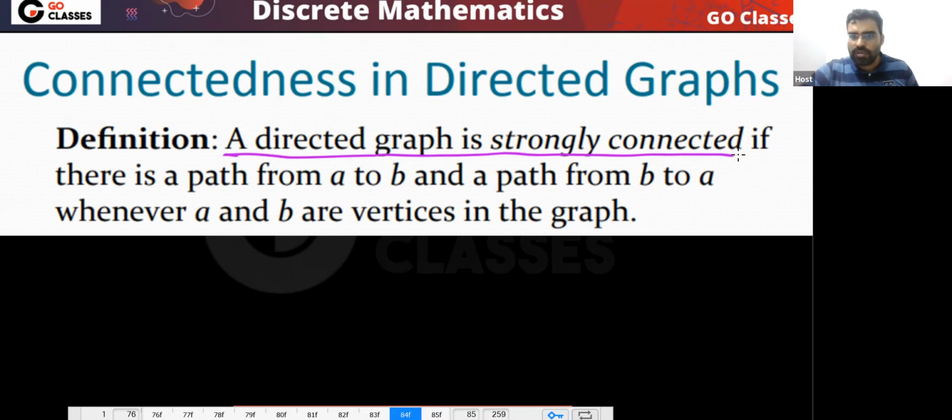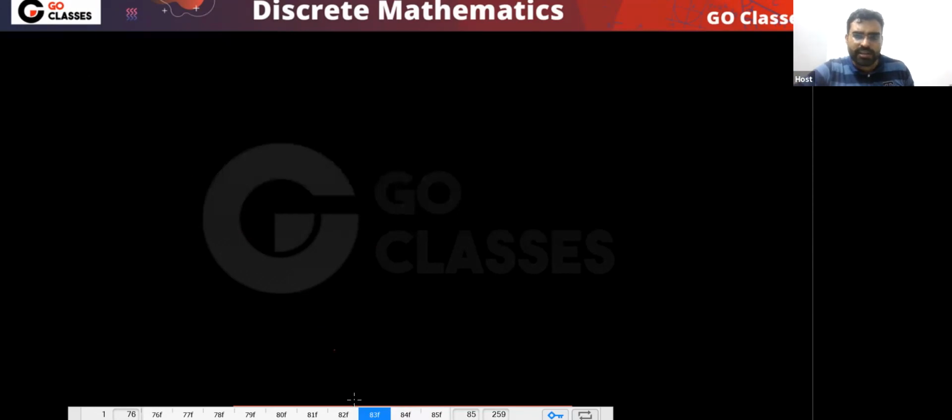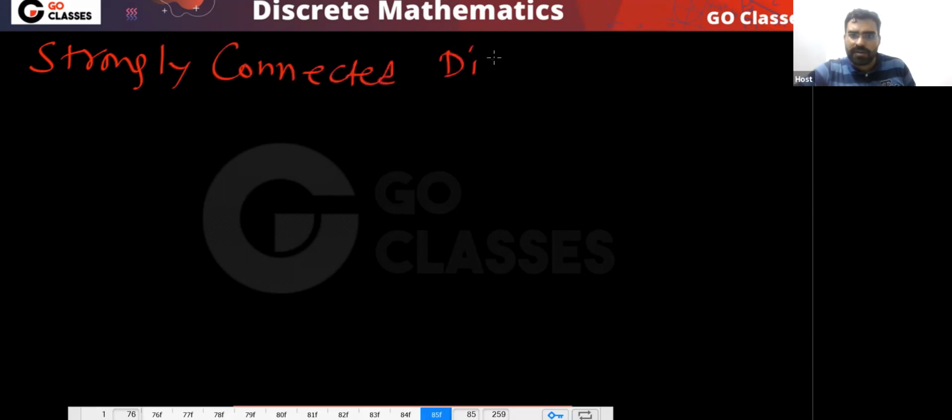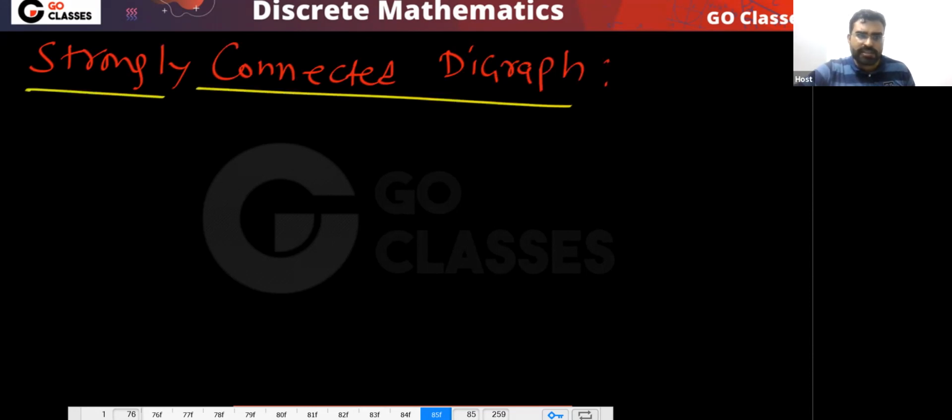Yes or no? When you only have one strongly connected component, I can say there is a path between every two vertices. Every two vertices you take are strongly connected. So this is the definition of a strongly connected digraph, a directed graph. When can I say a graph is strongly connected? Very simple. You can use this definition.